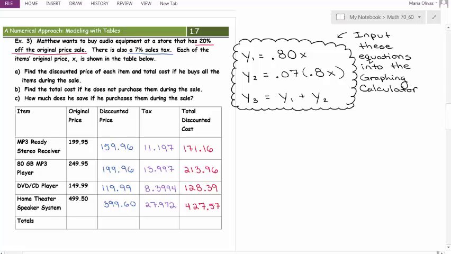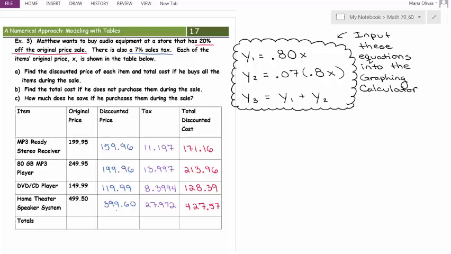Alright, now we also need to find the totals. It did ask here for part A the total cost if he buys all the items during the sale. It also for part B said find the total cost if he does not purchase them during the sale. So we're going to have to add up all of those values to come up with that grand total. Let's start off with the ones that did not have the discount, the original price column. So let me go ahead and take out my calculator. I'm just going to quickly add those up.